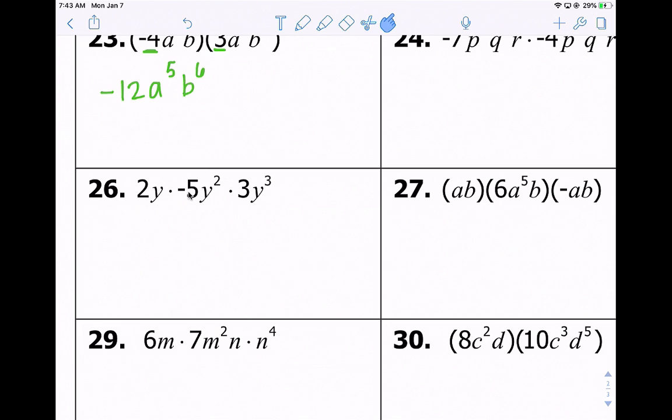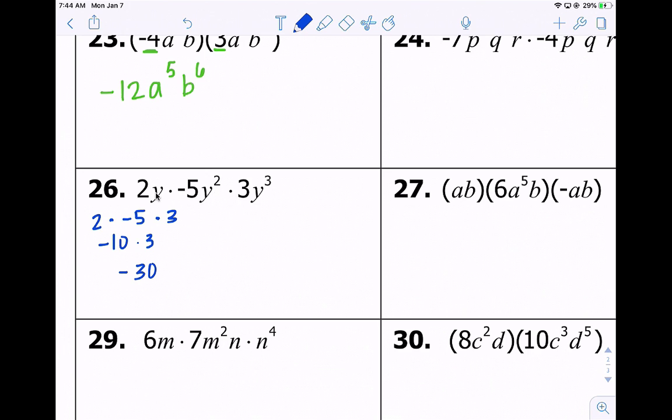So 2 times negative 5 is negative 10. Negative 10 times 3 would be negative 30. So we're going to write that as negative 30. So I'm just going to write out here what I actually did. You do not need to write this, but I want to make sure everyone understands. So we multiplied 2 times -5 times 3. So this gave us -10 times 3, which is -30.